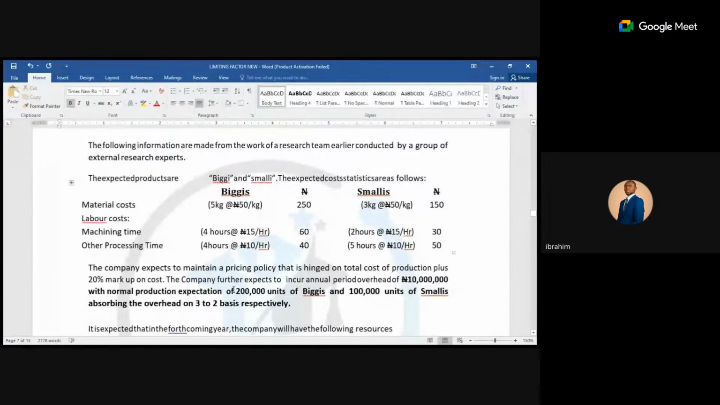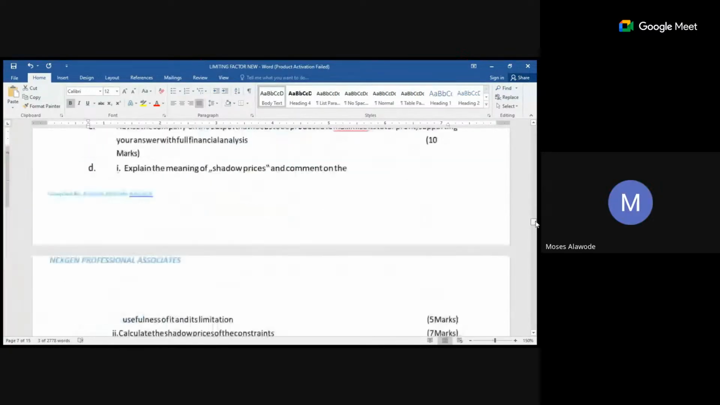Now, you can see that this is the unit, and this is the unit for this class. You will use 5 kg for 1 unit. How many kg are you going to use to produce the expected 200 units? That is 5 kg times the 200, right? That's 1,000. Sorry, 1 million.